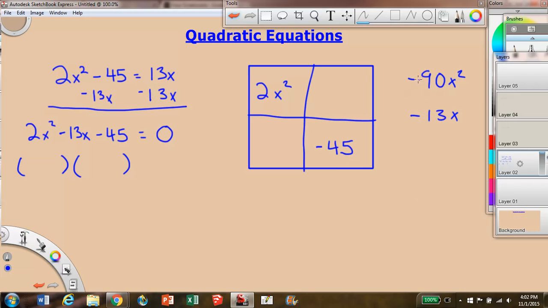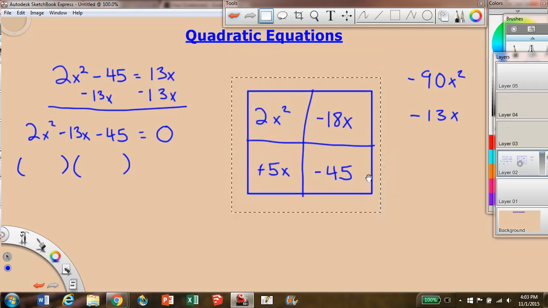I could do, well, we know the answer. The answer is going to be 18 times 5. Now, if I make the 18 negative, so negative 18x, and a positive 5x, when I add these together, I get negative 13x. Okay, next step.